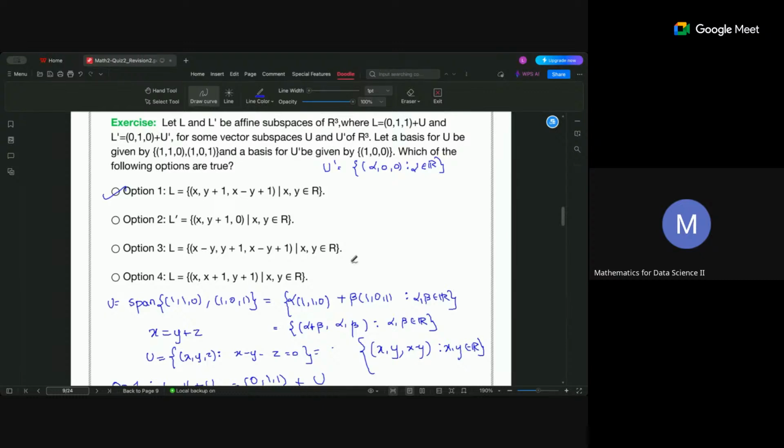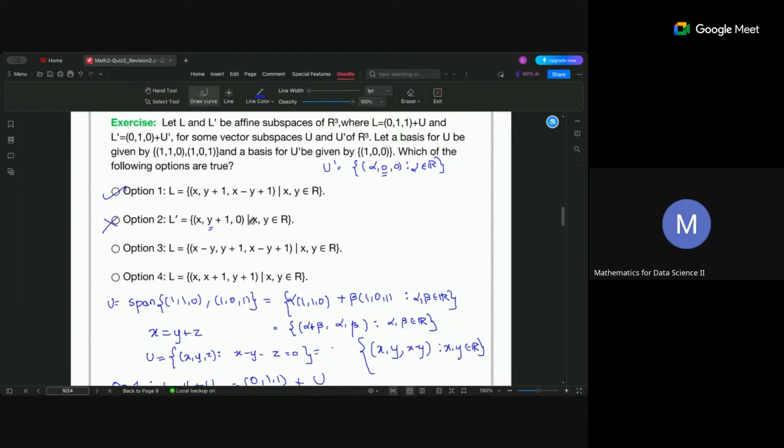For L dash, now you have (x, y plus 1, 0). So what is there in your y coordinate in U? Here you have a 0 coordinate. Can there be a y coordinate here? No. Then is it an affine space? No, right? It cannot be an affine space because there is a y coordinate here. So this option is incorrect.